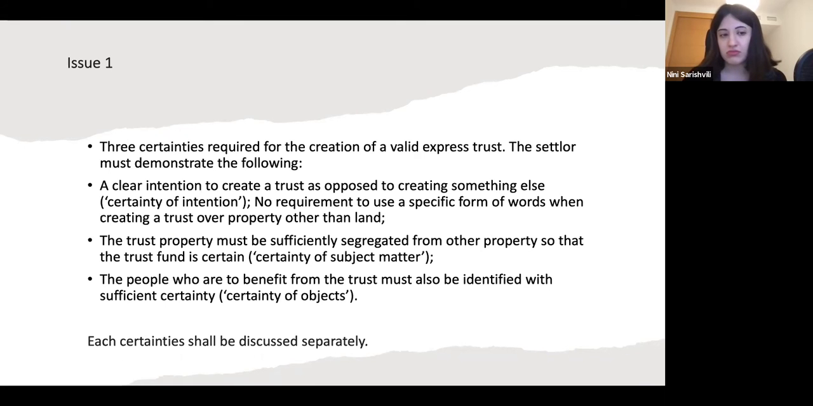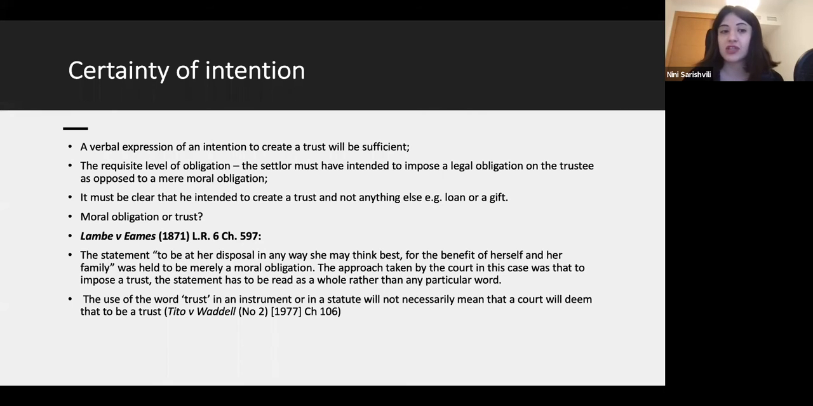So three certainties have to be discussed. As we said, certainty of intention, certainty of subject matter, and certainty of objects must be there in order for a valid trust to be created. Now we have to discuss each of the requirements separately. For certainty of intention, a verbal expression of an intention to create a trust will be sufficient. As to the requisite level of obligation, the settlor must have intended to impose a legal obligation on the trustee as opposed to a mere moral obligation.